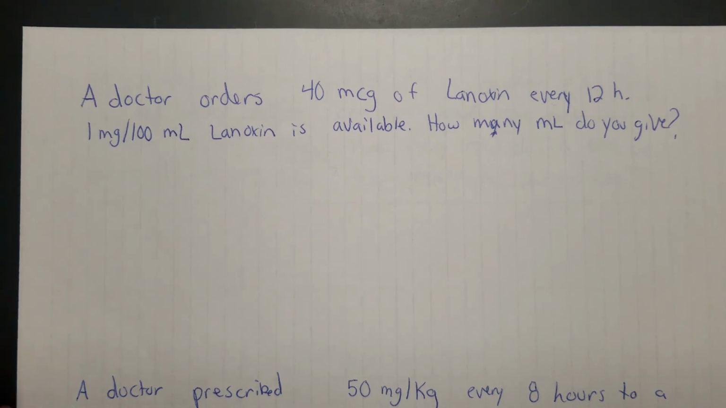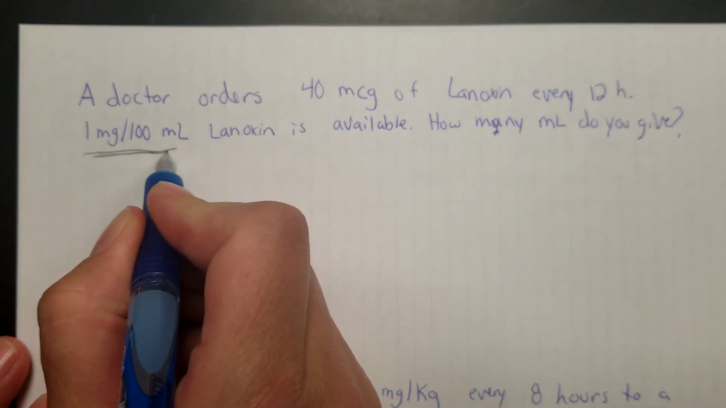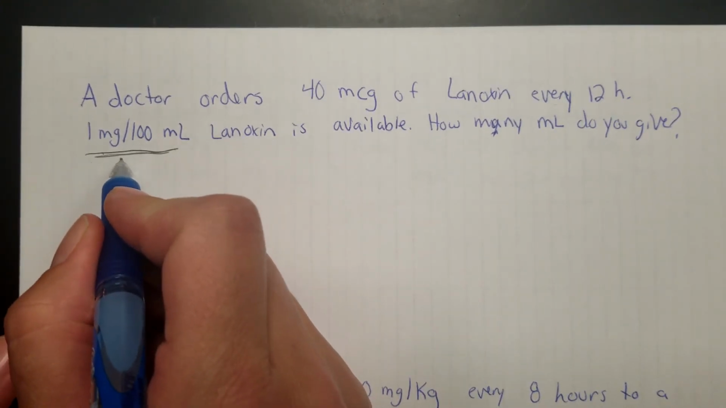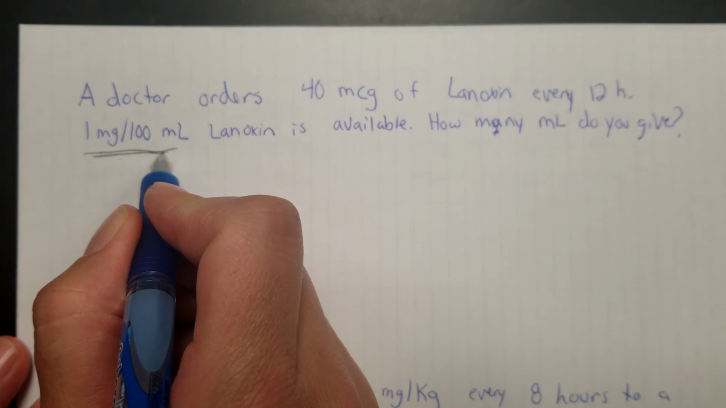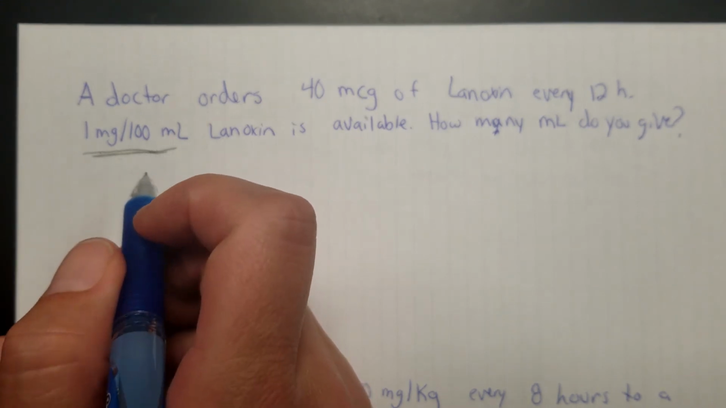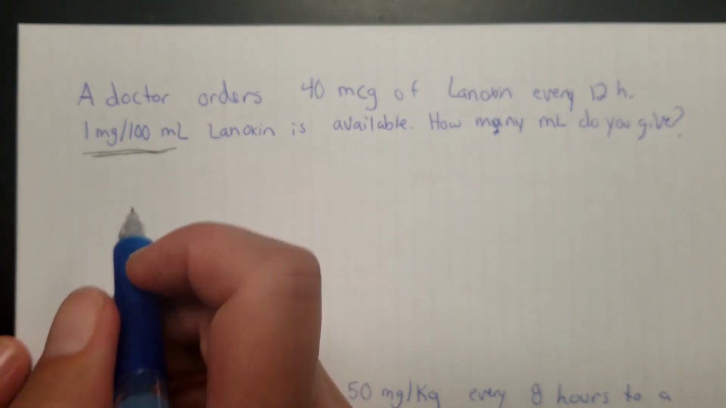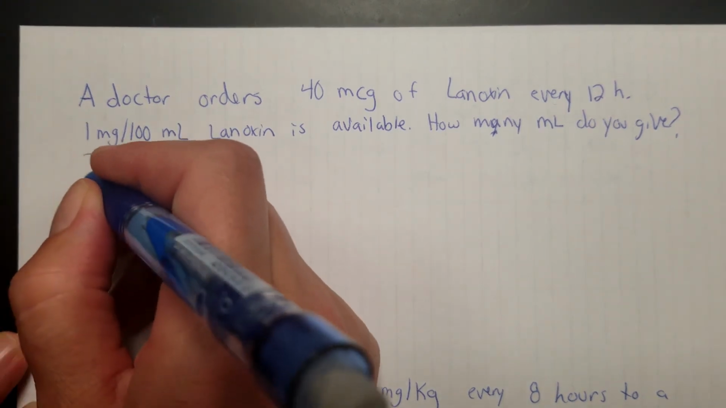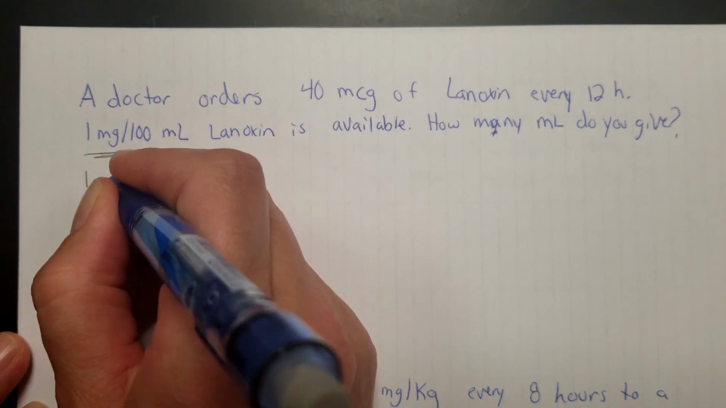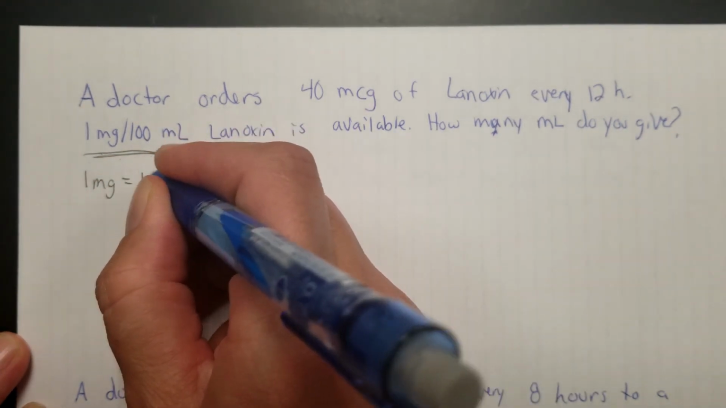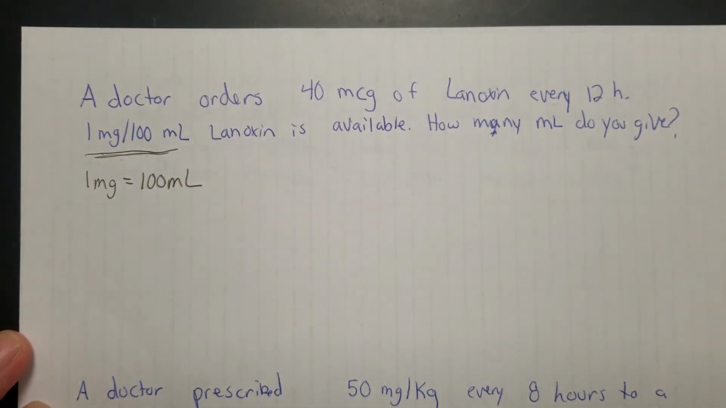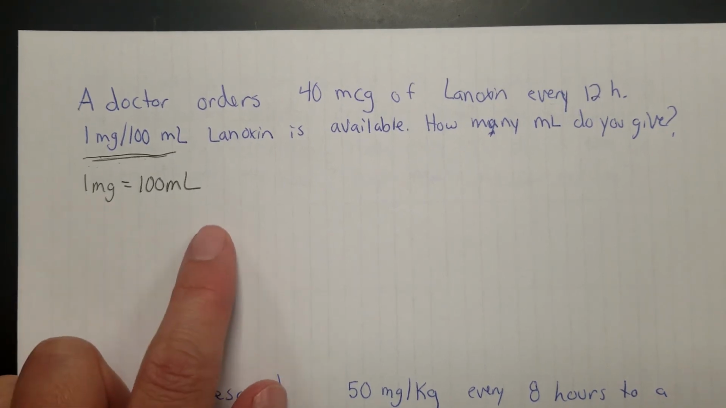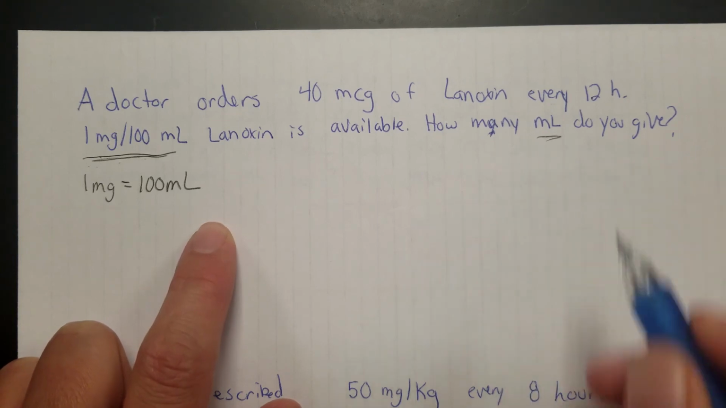Okay, so whenever you see a fraction like this, 1 milligram per 100 milliliters, that is a conversion factor. That's a conversion factor that you're going to be using to solve this problem. So I'm going to write it in conversion factor form. 1 milligram is equal to 100 milliliters. That's going to help me get from milligrams to milliliters, because that's what I'm trying to get, milliliters.